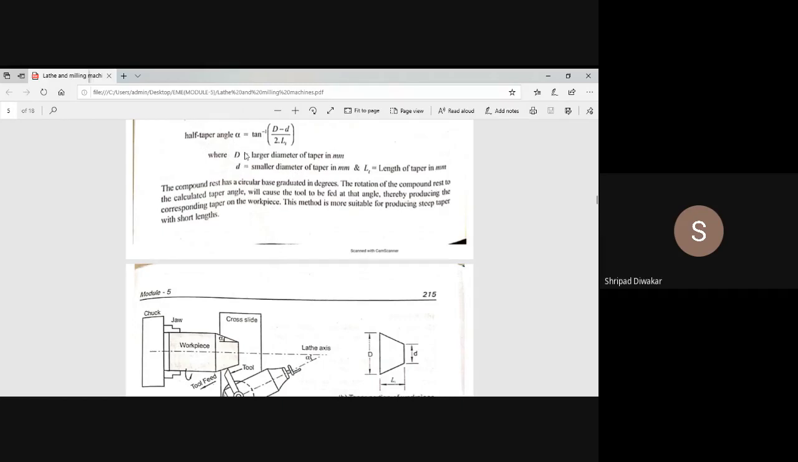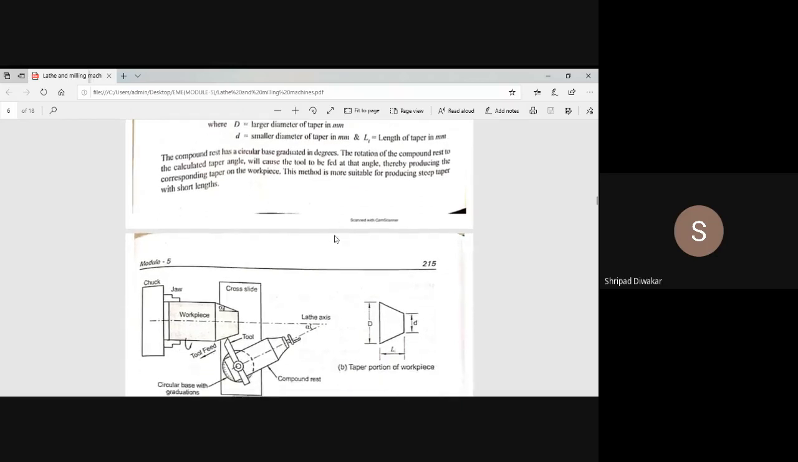Tan alpha equals tan inverse of (D minus d) divided by 2LT. Capital D is the bigger diameter, small d is the smaller diameter, divided by 2 LT. LT is the length of the taper. So we'll get some angle, around say 20, 25, whatever, according to the dimensions given. So we'll get the angle, and we are going to set that angle. Okay, so this is the first step.